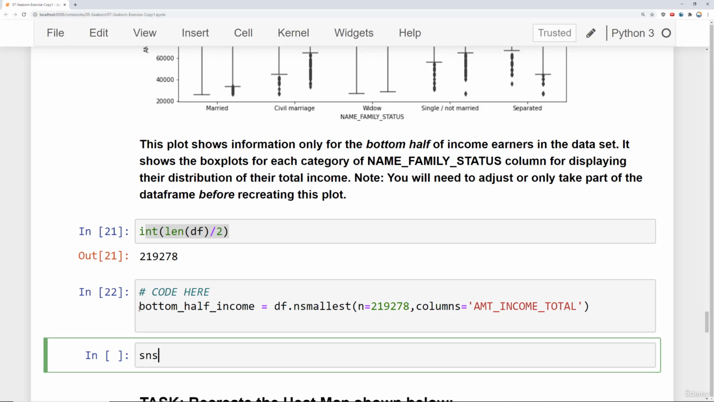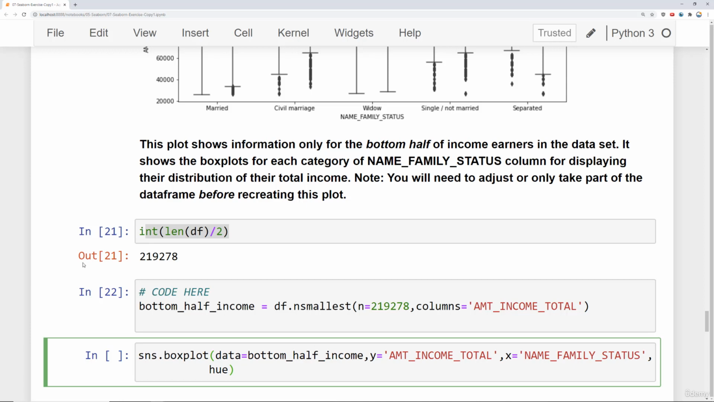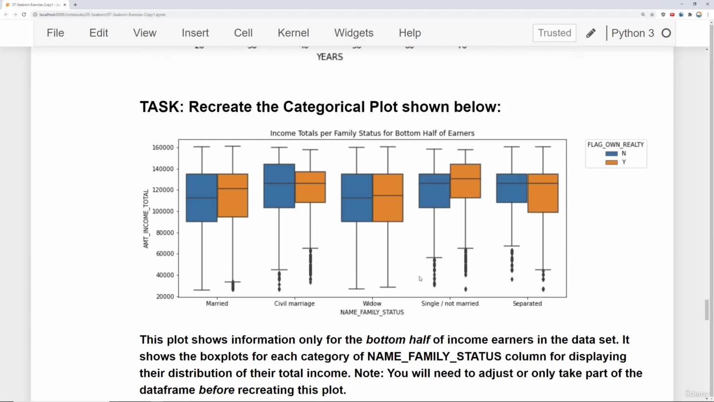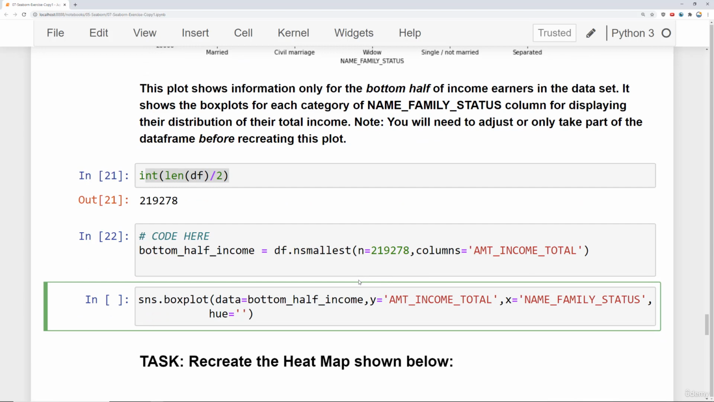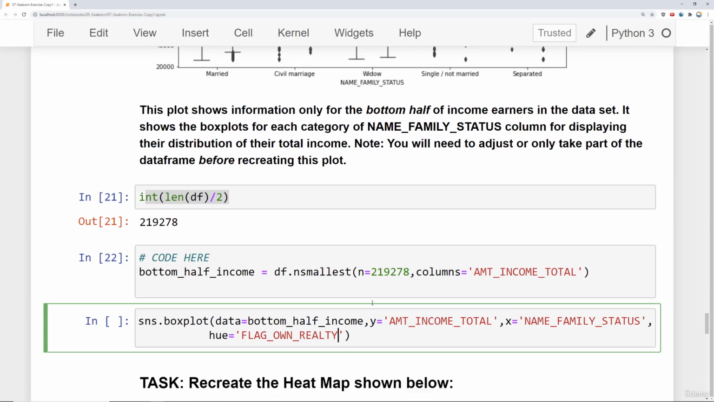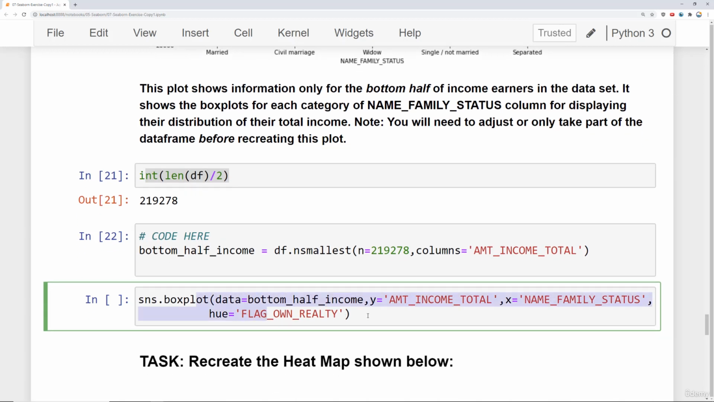That way now I can say sns.boxplot, and then I say data is equal to this bottom half income, and then what else do we want here? We want y equal to amount income total, and I want x to be the category of name family status. And recall we also have this hue parameter, where the hue was this flag own realty, whether or not they actually own property. So we're going to say flag own realty, so that matches up. And pretty much if you got this far, that's basically the gist of the plot.